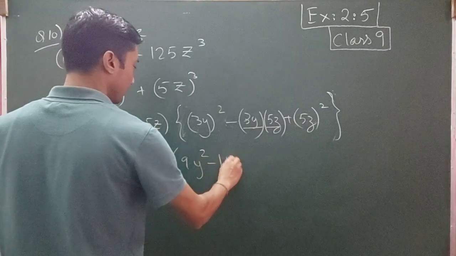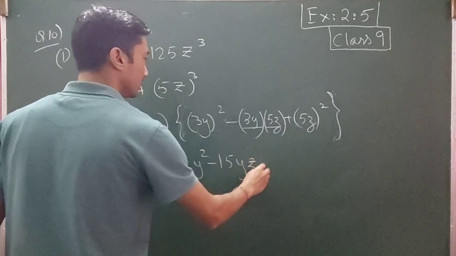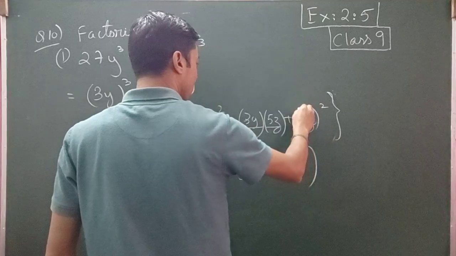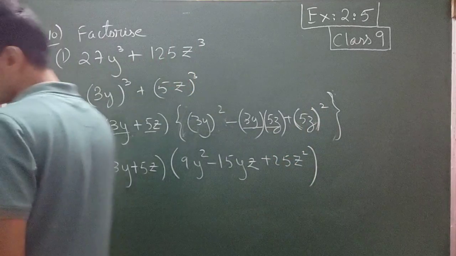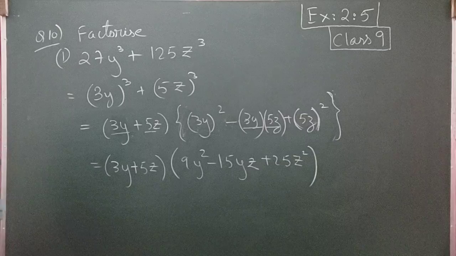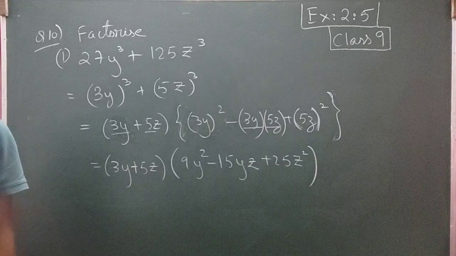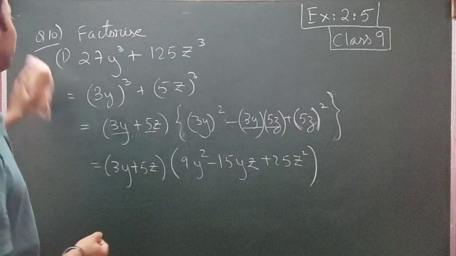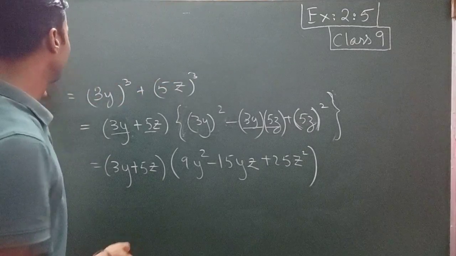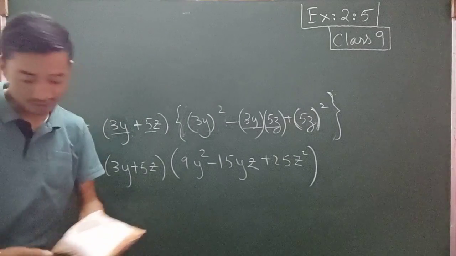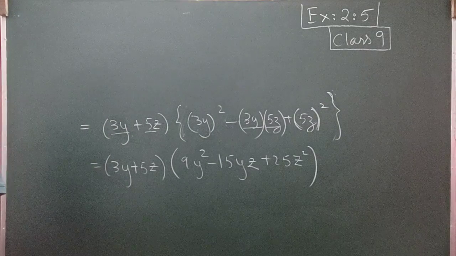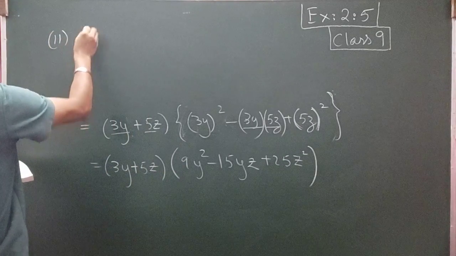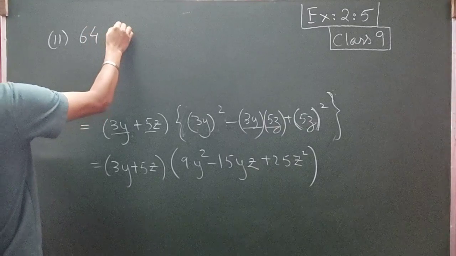9y square minus 3 5 are 15yz plus 25z square. Don't forget to put z square, because the whole is square. So don't use partialities, as we always say. He's partial, he's partial. Don't use partiality. Whole square means all the terms within that bracket deserve the whole square. Deserves to be given square.